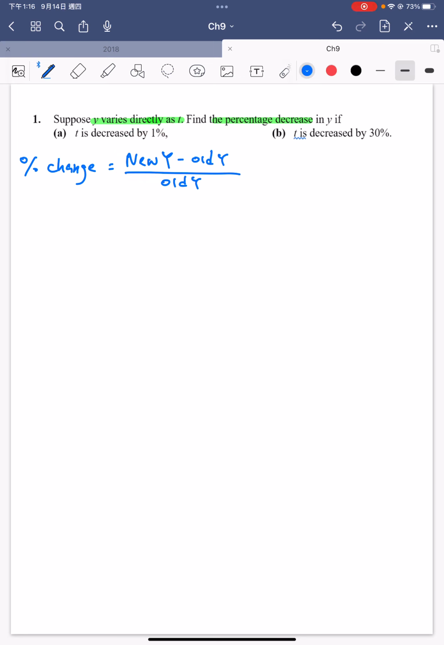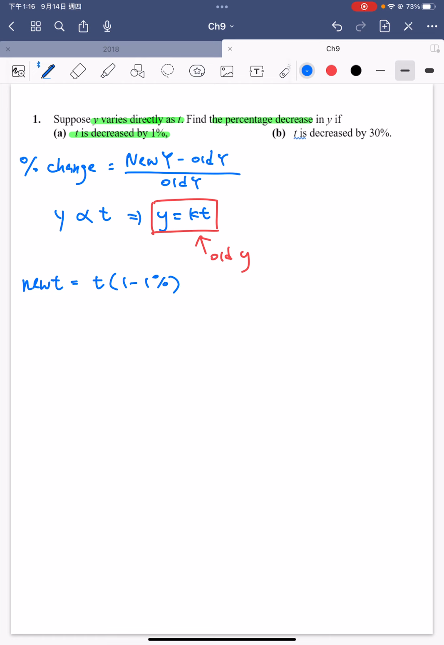So in this formula, we need to find out what is our new y and what is our old y. Because y varies directly as t, we can write it as y is proportional to t, and then we can write it as y is equal to kt. So this is our old y. And because our t is decreased by 1%, there's a new t. So we can find our new t, which is equal to the original t times 1 minus 1%. Then this is equal to t times 99%, which is equal to 0.99t. Okay, this is our new t.